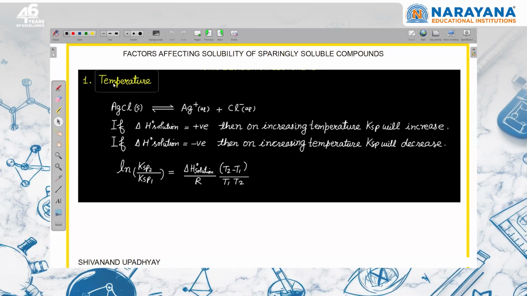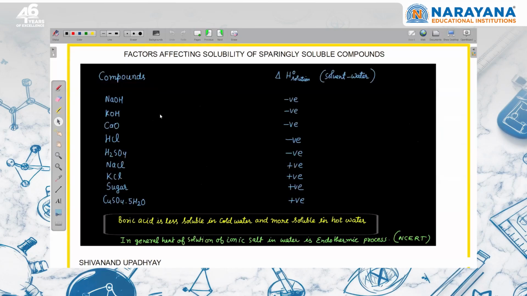And for an exothermic reaction, it will move in the backward direction. So if they are asking what is the effect on solubility, you should know whether the dissolution of a particular compound in water is endo or exo. Already in lab, you have done these experiments, right? That you have made a solution of a strong base. When a strong base is added to water, due to formation of cation and anion and their hydration energy, it is always an exothermic process.